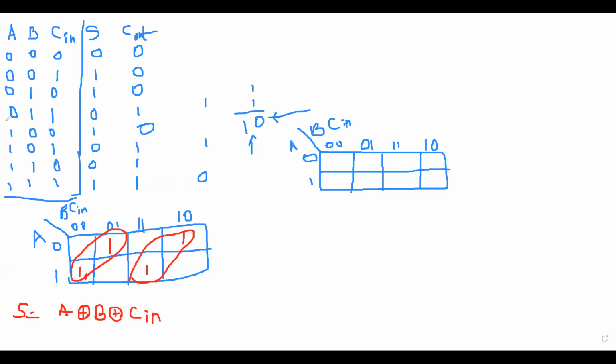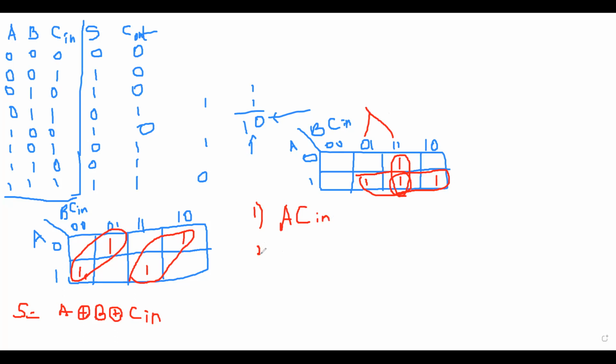I will put those combinations: 0, 1, 1, 1, 0, 1, 1, 1, 0, and 1, 1, 1. So I'm going to have three groupings: first group, second group, and third group. Now, for the first group, I have A, C in because B is changing from 0 to 1. So I can't write B in this K-map.